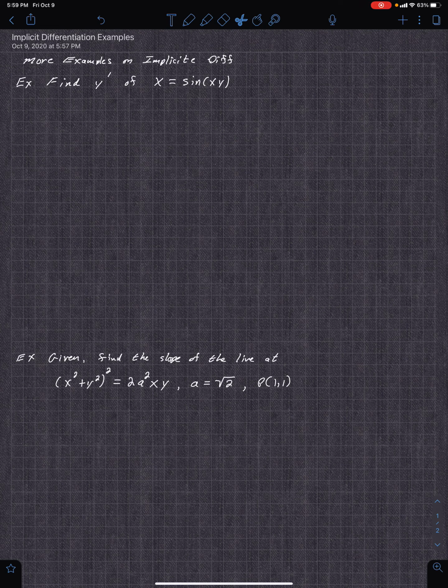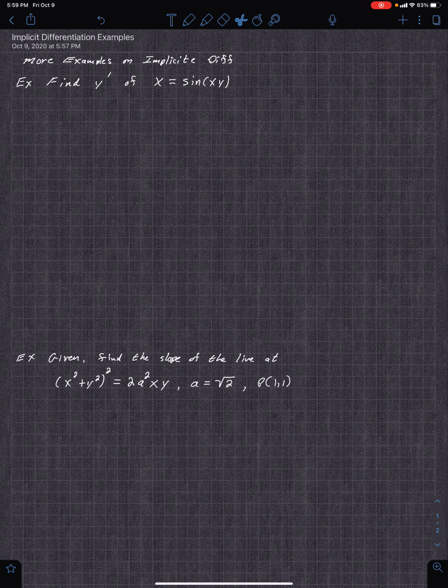So I wanted to do some more examples on implicit differentiation. This was one of the examples we had looked at but not worked on. I think one session we did, one we didn't. I know we didn't get to the second one below. So let's go ahead and do a couple of these. This is finding just y prime.